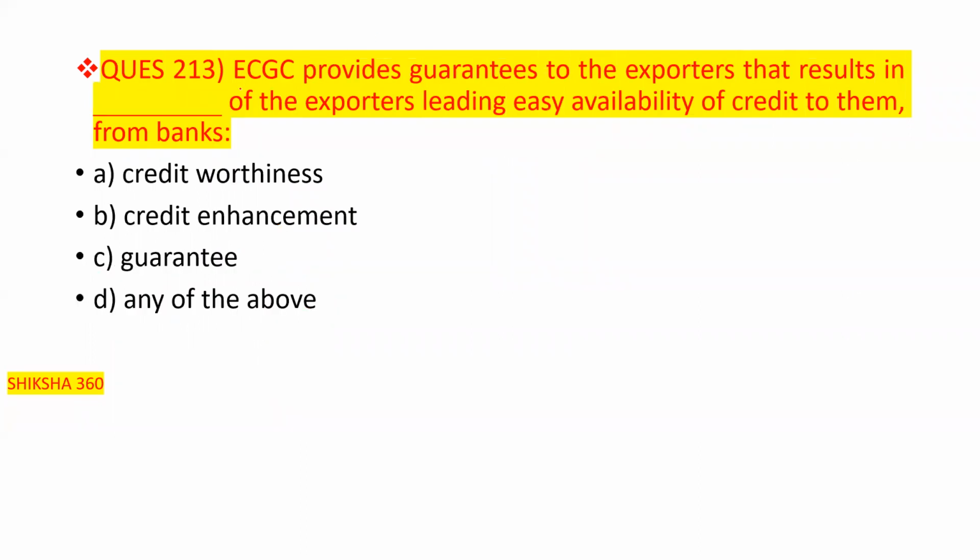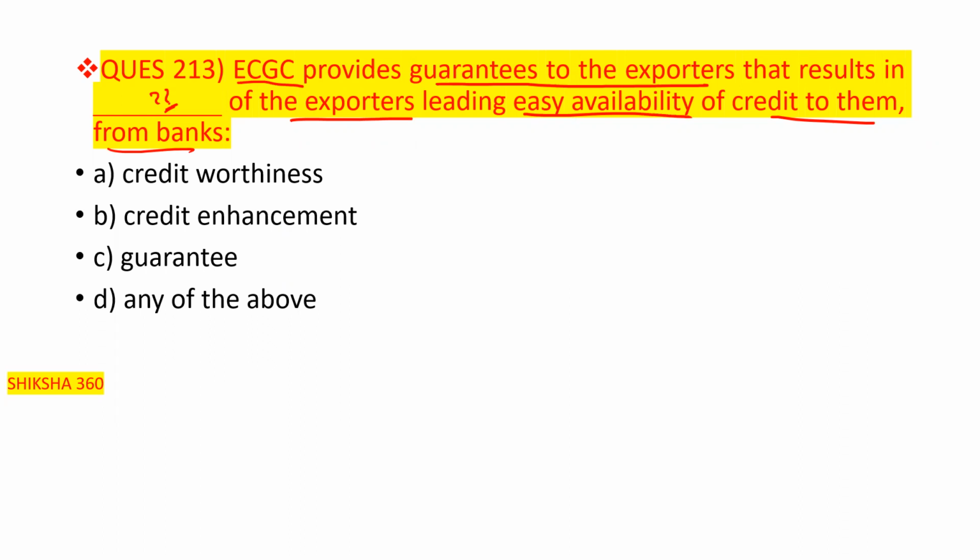ECGC, Export Credit Guarantee Corporation, provides guarantee to the exporters that results in dash of the exporter, leading to easy availability of credit to them from the banks. They can easily get credit from the banks. So what is that? Credit worthiness, credit enhancement, guarantee, or any of the above. ECGC provides guarantee to the exporters that results in dash of the exporters leading to easy availability.